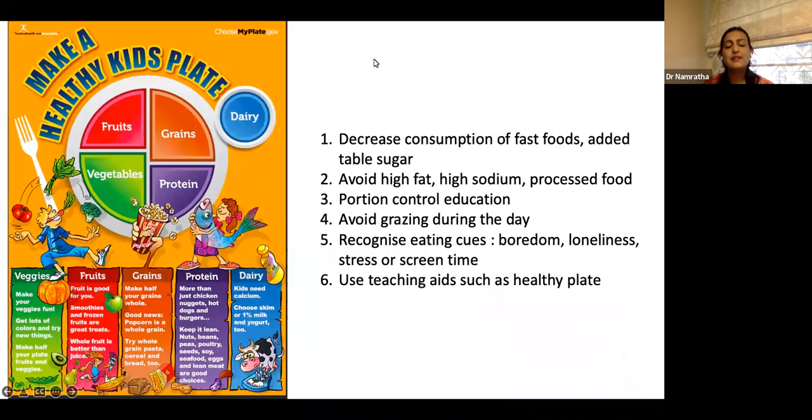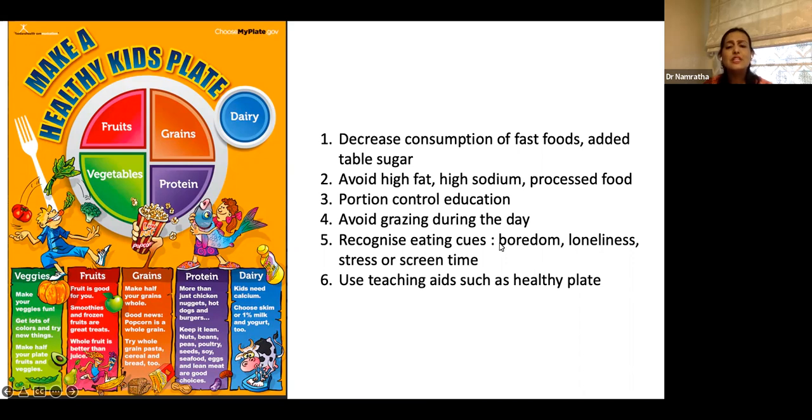So in OPD practice, what we can do is at every visit, even though the child is not yet obese, or if we find a child who's having an early adiposity rebound, we employ the prevention plus, where we encourage and educate them about decreasing consumption of fast foods, avoiding high fat, high sodium and processed food, educate them about portion control, and recognize eating cues.